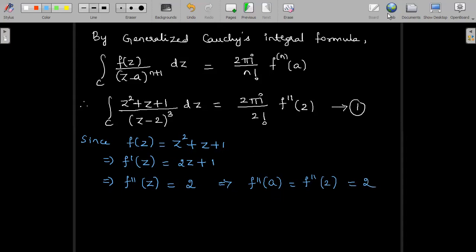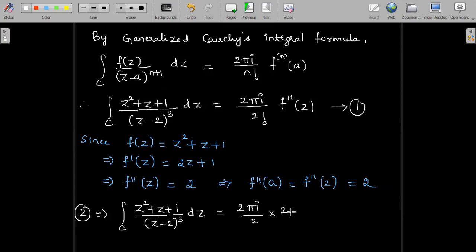Hence, substituting into equation 1, we can get the answer. Therefore, equation 2 implies the integral over c of z square plus z plus 1 the whole divided by z minus 2 the whole cube dz is equal to 2 pi I divided by 2 factorial into 2. Of course, we would have cancelled 2 previously, and the answer here is 2 pi I. So this is how an application of generalized Cauchy's integral formula can be worked out.